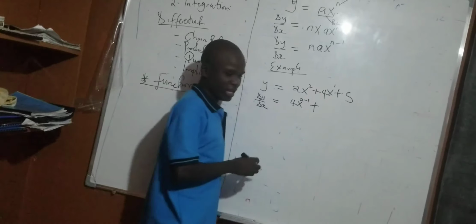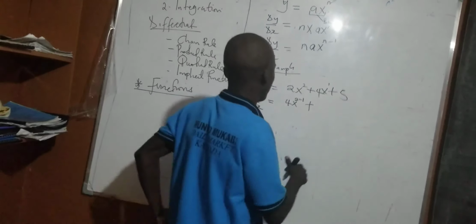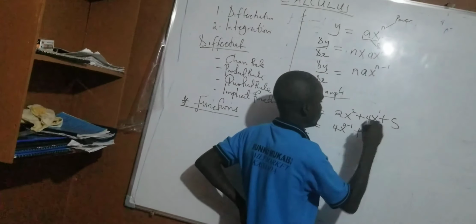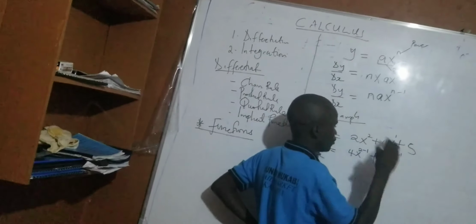Plus, this is already 4x, and 4x has a silent 1. Any unknown without a power is power 1. So it is 4x to power 1, 1 times 4, I'll get 4x to power 1 minus 1, because I have to reduce it by 1, plus 5.